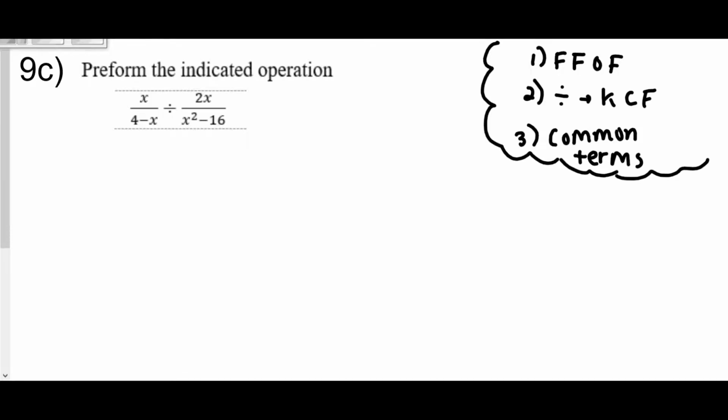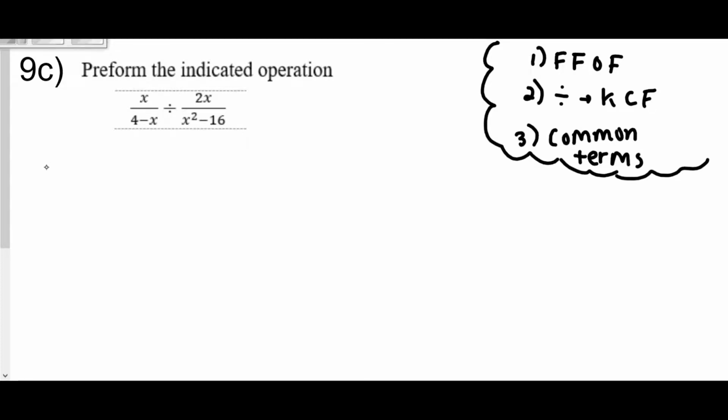9c, perform the indicated operation. So we have x over 4 minus x divided by 2x over x squared minus 16. We're just simplifying here. There's no solving for x. There's no equal sign. This is not an equation. It's just an expression. So our first step always when dealing with these is to factor first.